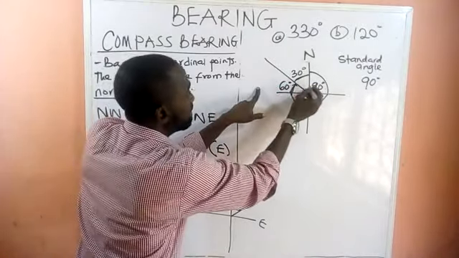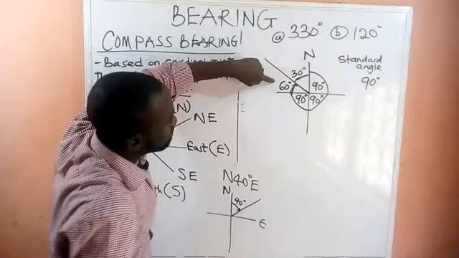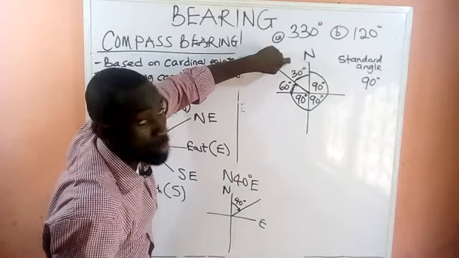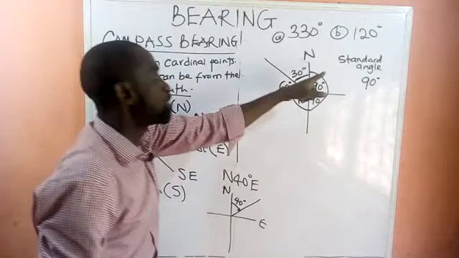And from here to here is 90. So out of 90, 60 is gone. What will be the remaining angle? That will be 30. So what is now the compass form of this equation?